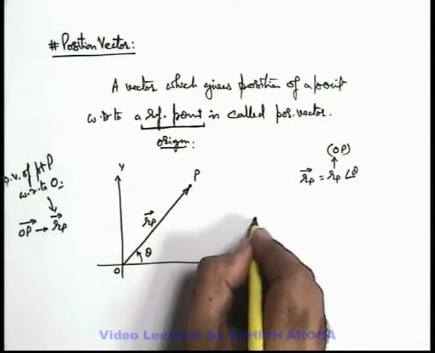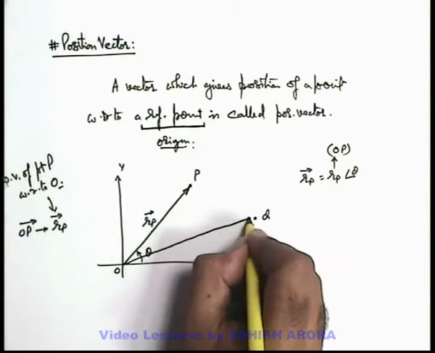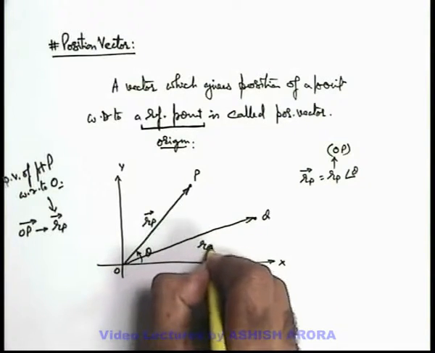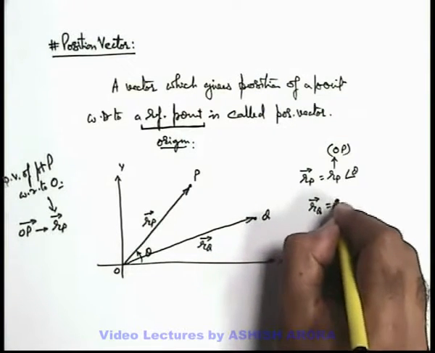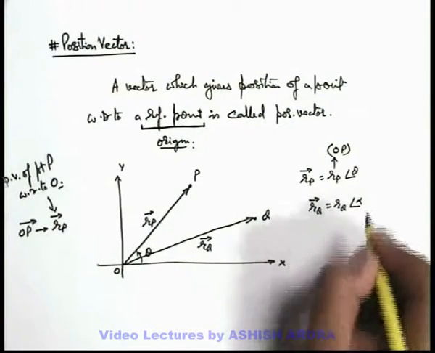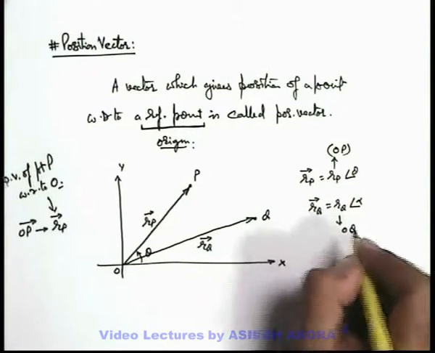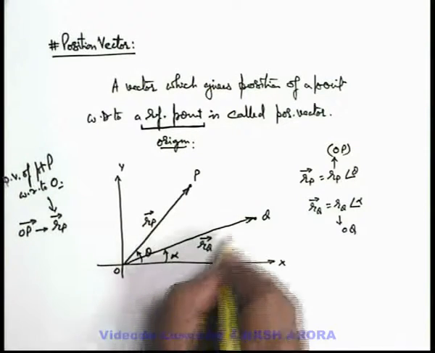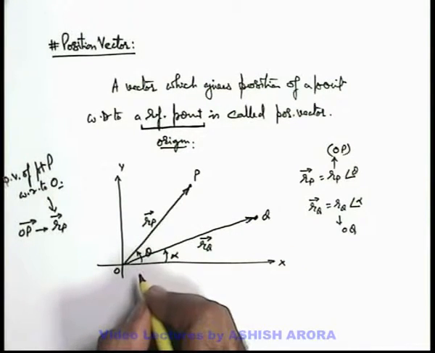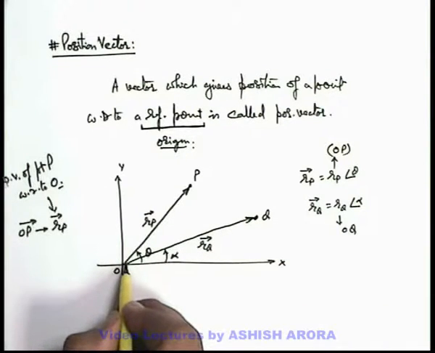Similarly, say we have another point Q. This will also have a position vector, which is given like this. This is RQ vector. So we can write RQ vector is equal to RQ angle alpha. Here RQ is the distance OQ, and alpha is the angle of this line OQ measured from the positive direction of the x-axis. So this is the position vector of point Q with respect to the origin.